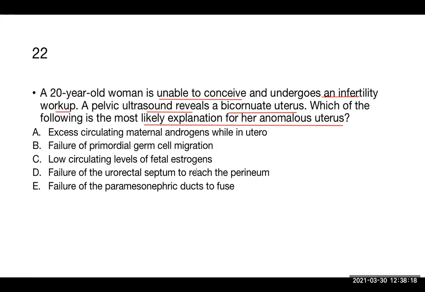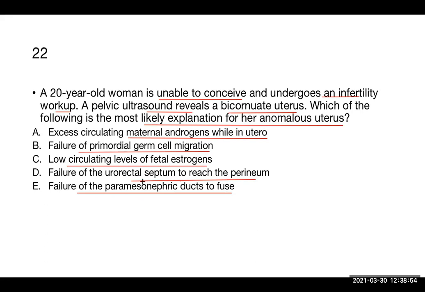So let's talk about the options. Excessive circulating maternal androgen while in utero, failure of primordial germ cell migration, low circulating levels of fetal estrogen, failure of the urorectal septum to reach the perineum, or failure of the paramesonephric duct to fuse. What do you think? What is the answer here? It's option D, sir. Option E. Sorry, sir. Option number E. Paramesonephric ducts.